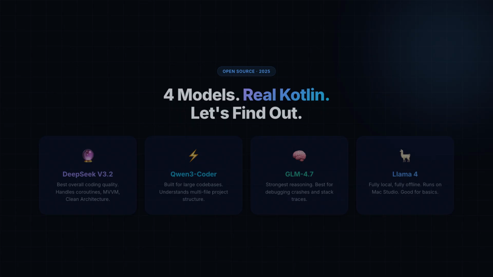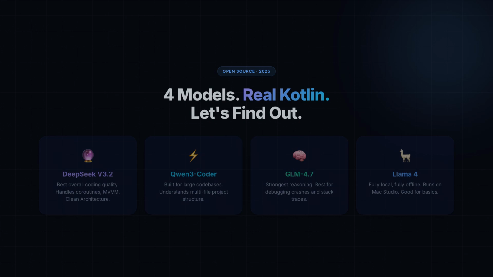We have 4 contenders. First, DeepSeek V3.2, currently the top-rated open-source coding model, strong on general programming tasks. Second, Qwen 3 Coder from Alibaba, built specifically for large code bases and multi-file understanding. Third, GLM 4.7 from Zhipu AI, known for strong reasoning, excellent for debugging. And fourth, Llama 4 from Meta, fully runnable on local hardware, completely offline. All 4 are open source.